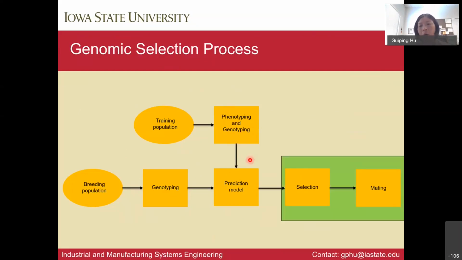Today I want to focus on the green highlighted area, which is selection and mating. In typical genomic selection, after you make your prediction, you do truncation selection. Supposedly you pick the top 10% to advance, based on the prediction model's output, the predicted phenotype, and you throw out the rest of them.